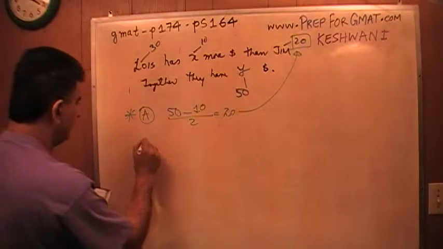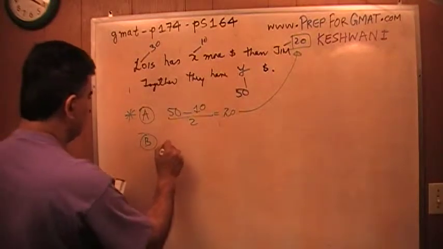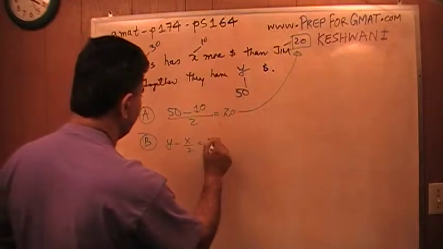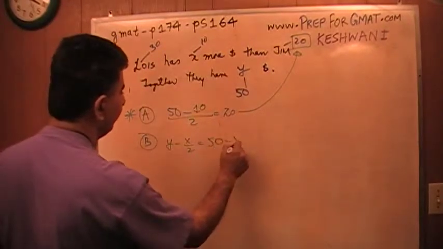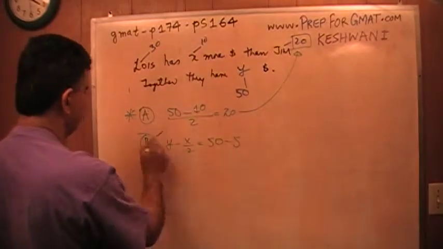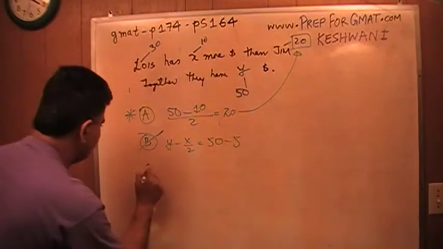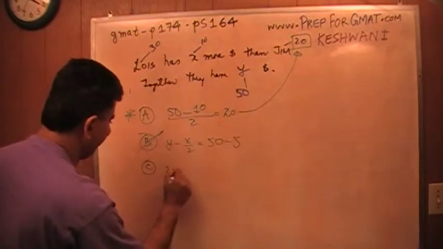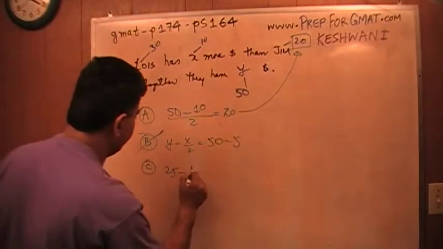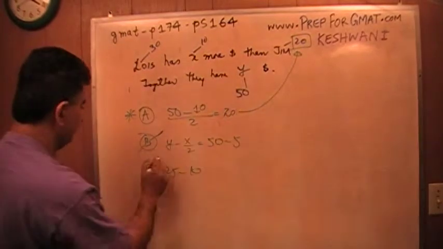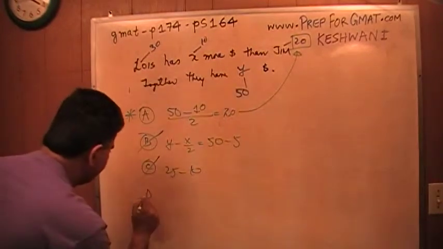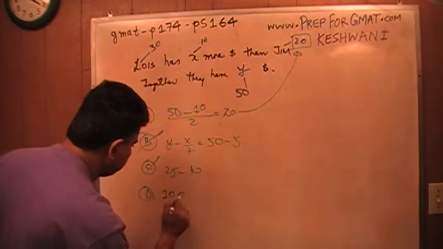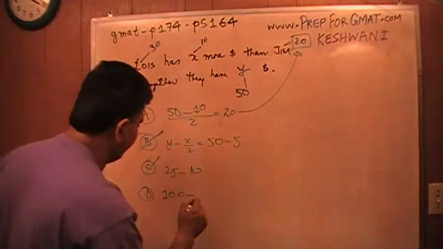For example, B says Y minus X over 2. Y is 50, and X over 2, 10 over 2, is going to be 5. That doesn't work. C is Y over 2. Y over 2 is going to be 25 minus X, which is 10. That gives you 15. That's not 20. That doesn't work. D says 2Y, which is 100, minus X, which is 10.